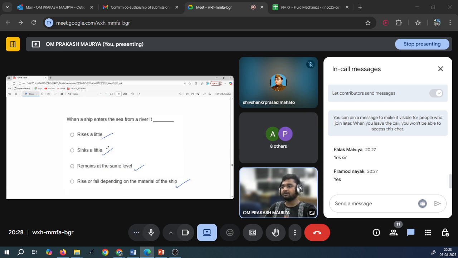So when a ship enters the sea from a river, it rises a little, sinks a little, remains at the same level, or rises or falls depending on the material of the ship. Which option will be correct? So please everyone try to write your answer in the chat box, or you can interact using your mic also.